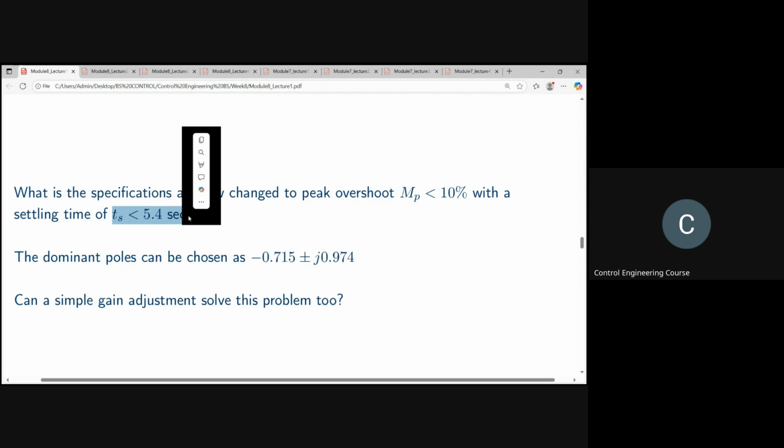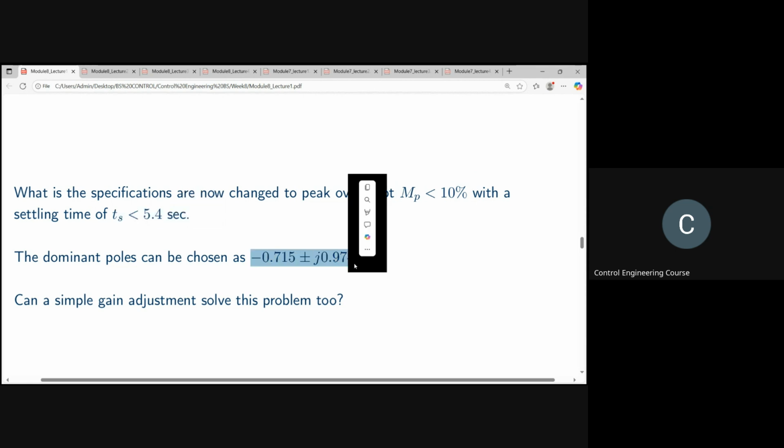Yes. You'll get a trapezium for this, and the dominant pole in the trapezium is this. Again, you choose this based on the drawing. After drawing the trapezium, you choose.